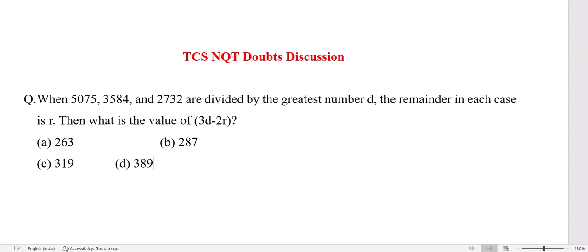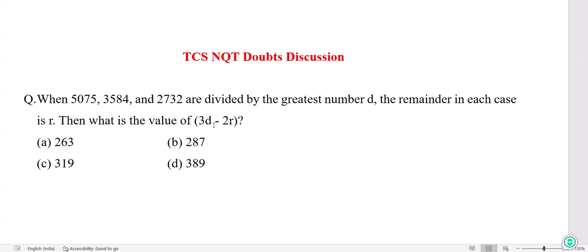Here what they have given: when 5075, 3584, and 2732 are divided by the greatest number D, the remainder in each case is R. From that data you need to calculate D and R. After that, you need to calculate 3D minus 2R.